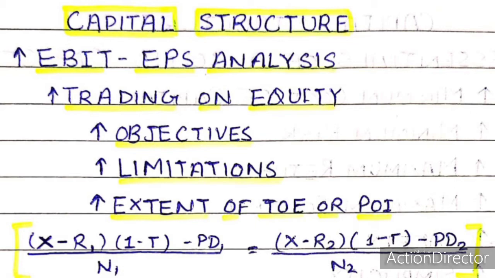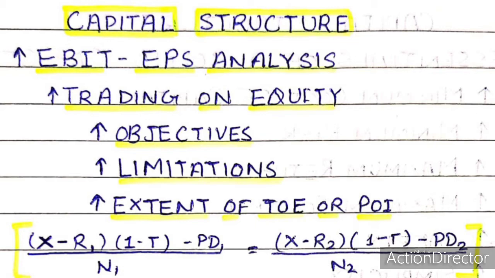kept in view. Because debt is like fat, which is good for a healthy person but dangerous for a person with high blood pressure. Mead suggests that a company should raise only so much loans as will absorb not more than 20% of the gross earnings of the company by way of interest. Now let's take a look at the objectives of trading on equity.